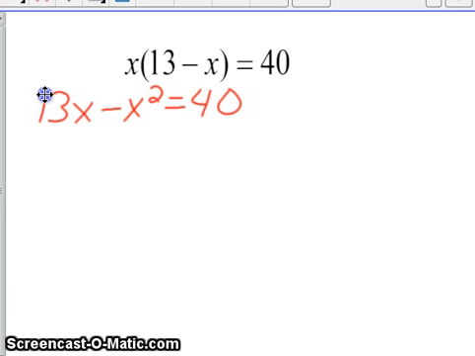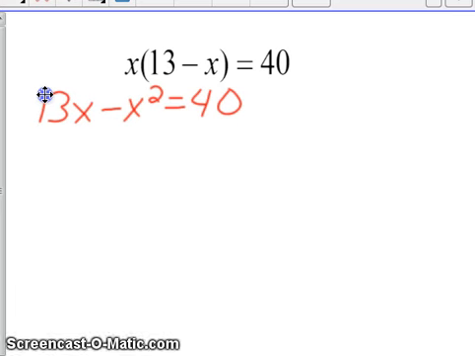I still don't have it set equal to 0, though. So if I want to have an equation set equal to 0, I have to either clear out what's on the left-hand side of the equal sign or clear out what's on the right-hand side of the equal sign. There's a choice in there. You could do either one and get the correct answer. But there is a way that is much easier, much more convenient to choose which side of the equal sign you want your stuff on.